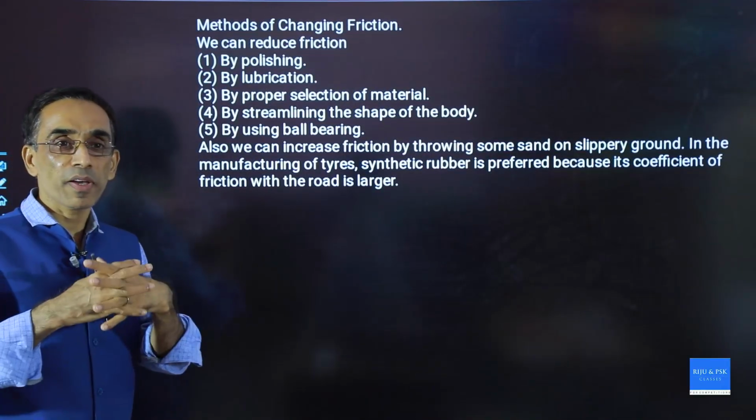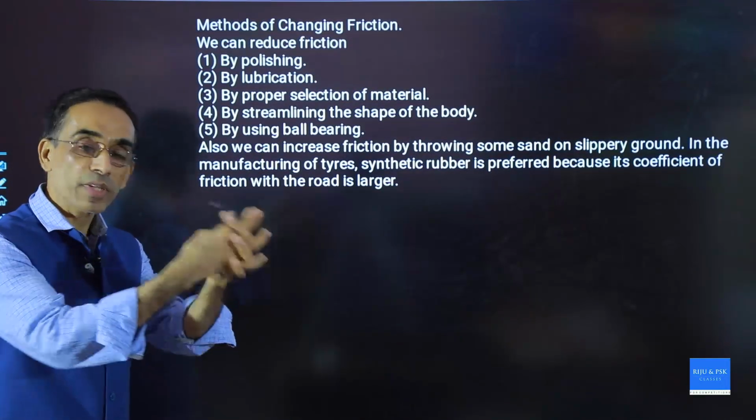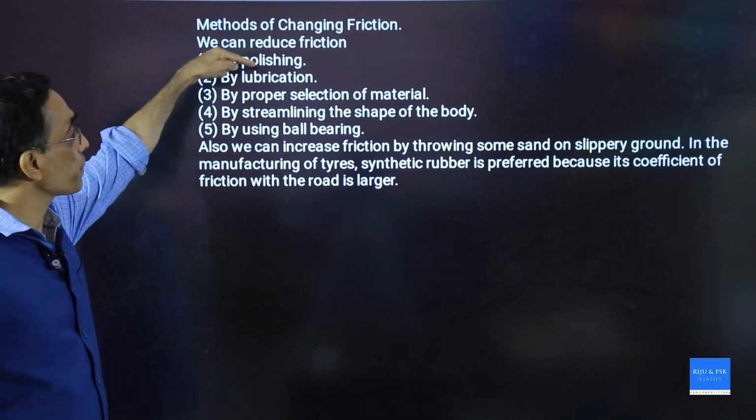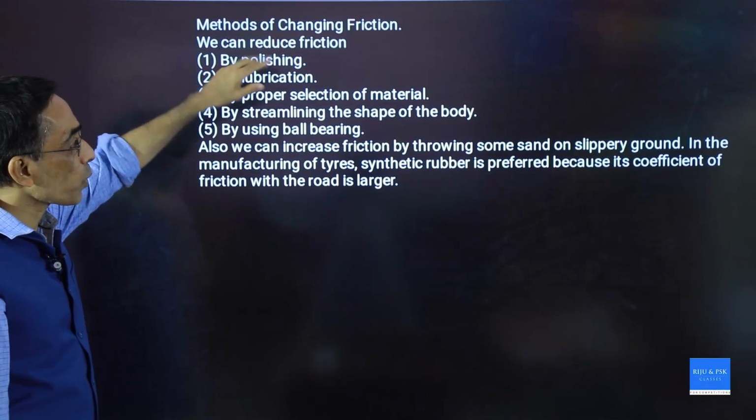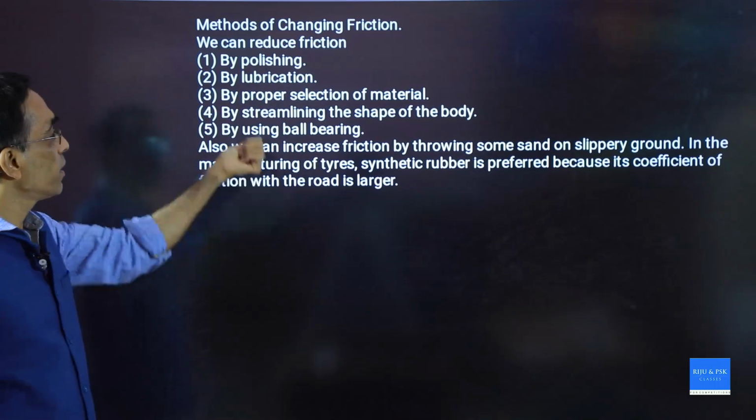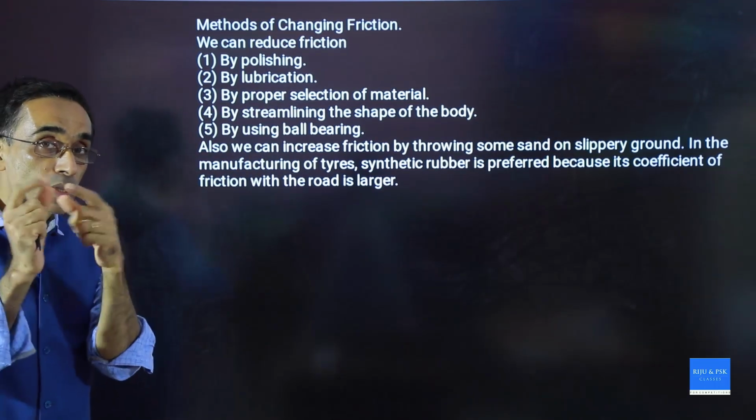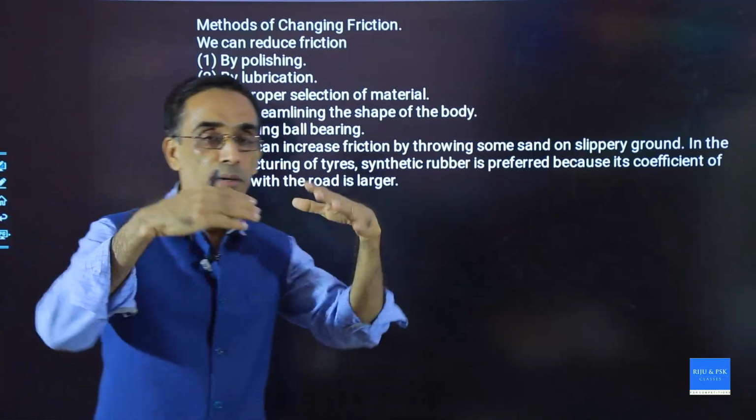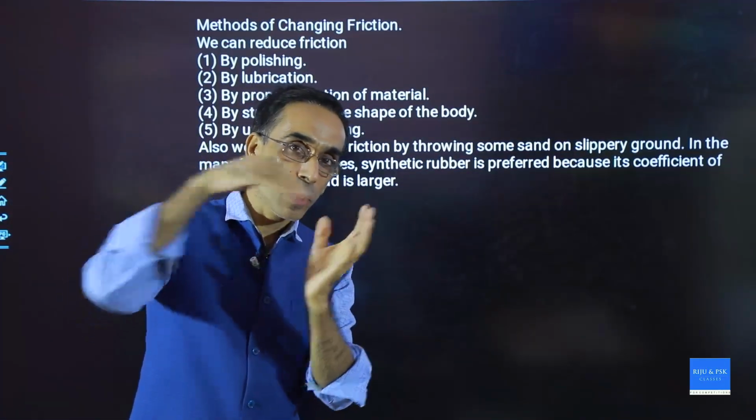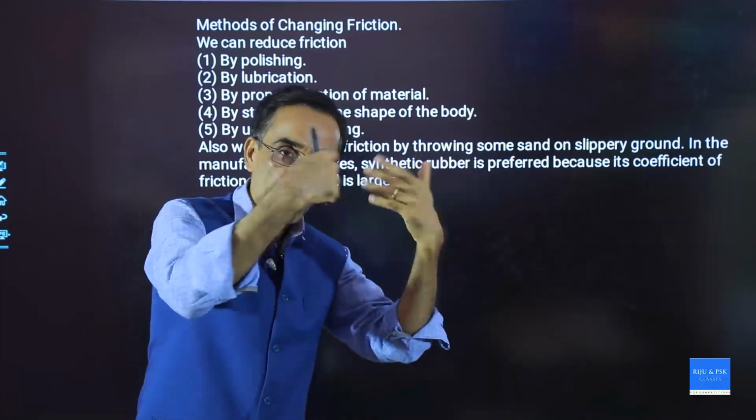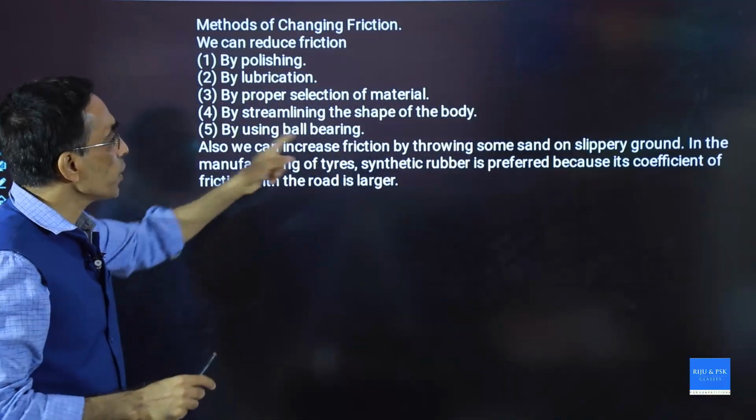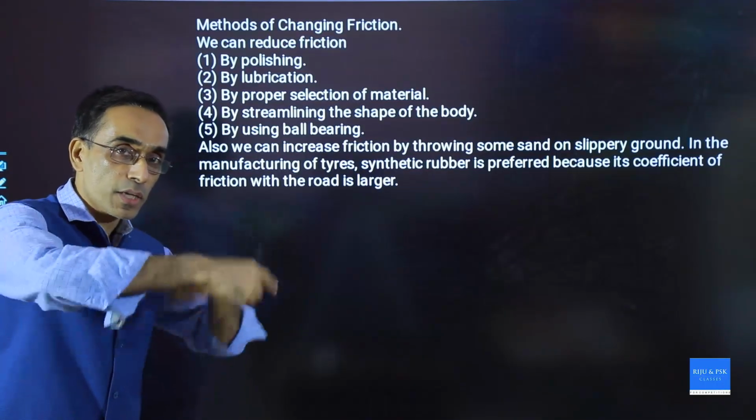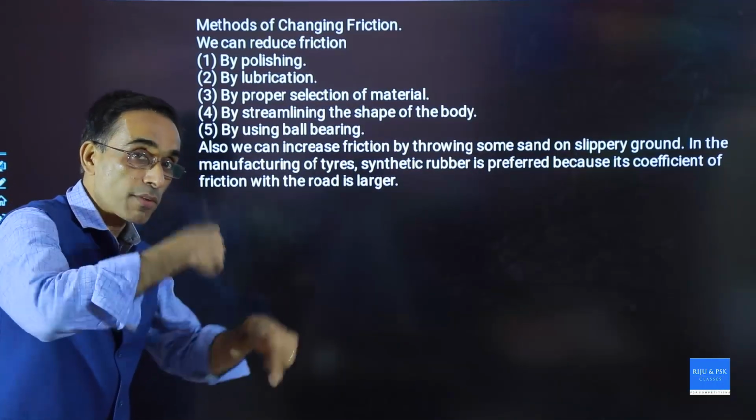Now, sometimes we may need to increase friction, sometimes we need to decrease friction. How to decrease friction? By polishing, by lubrication, by proper selection of material, because I told you that mu depends on the nature of the material. Then by streamlining the shape of the body, you can see that the modern cars have got a bullet shape, right? So, that is to reduce the friction from the air. By using ball bearing, because a ball bearing can convert sliding friction into rolling friction.